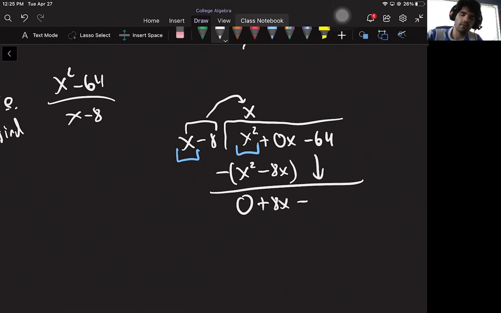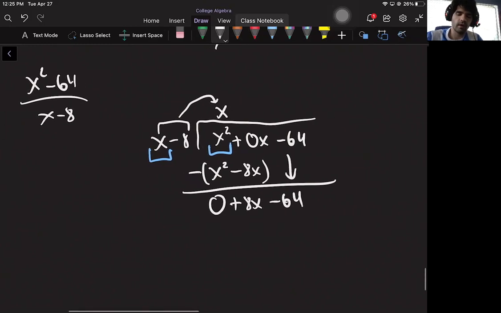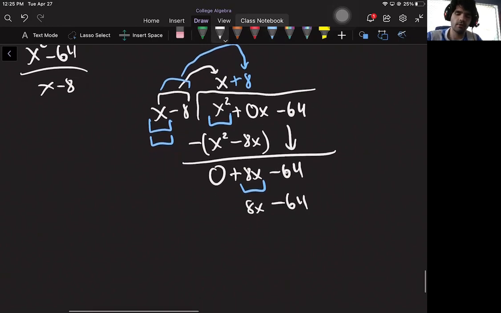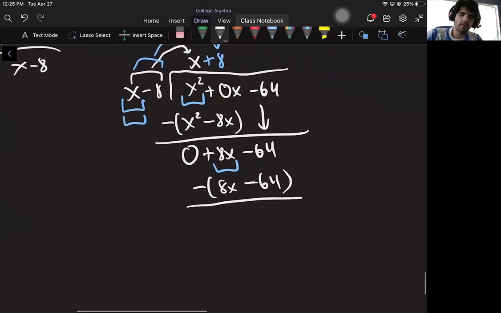And now I'm going to bring down this extra number here. And now I have to figure out how many times does x, again, just always looking at this, go into 8x. Well, it goes into it 8 times because x times 8 is 8x. So that's my next thing. And then I distribute the 8 into the x minus 8, and I get 8x minus 64 because 8 times negative 8 is negative 64. And then I subtract, and we're going to get something sort of different this time, more interesting. So 8x minus 8x is 0. Negative 64 minus 64 becomes negative 64 plus 64, so they cancel and get 0.